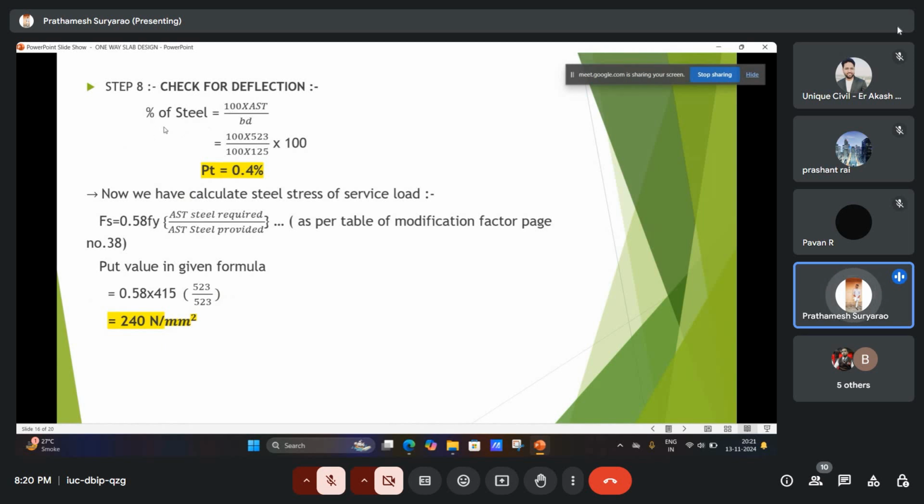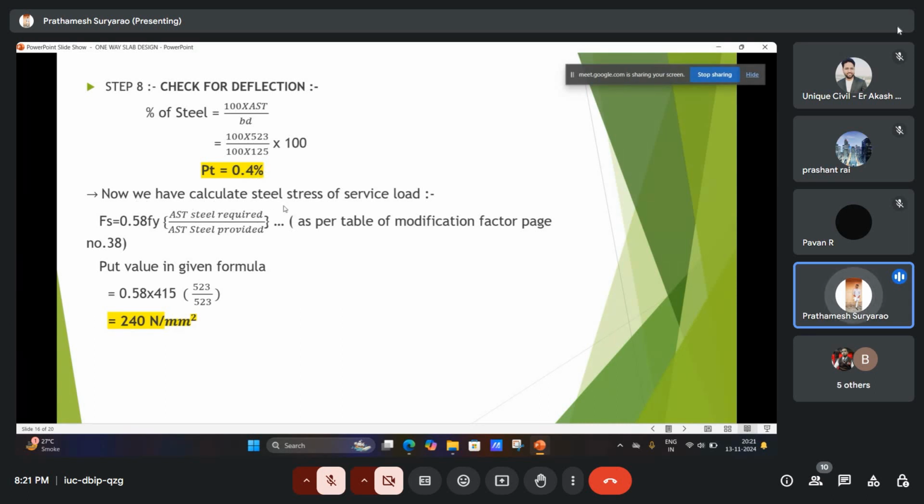For the deflection check, the percentage of steel equals 100 into Ast upon b into d. We have 523 upon 1000, but by mistake it is printed as 100, into d, which is 125. We have to calculate the percentage, so multiply it by 100. So the percentage of steel we will get is 0.4 percent.